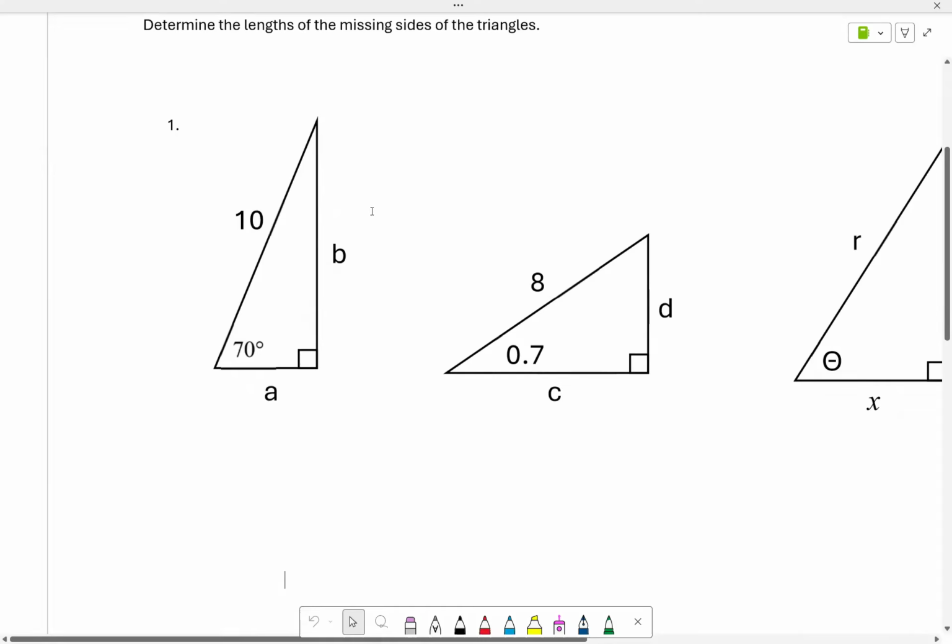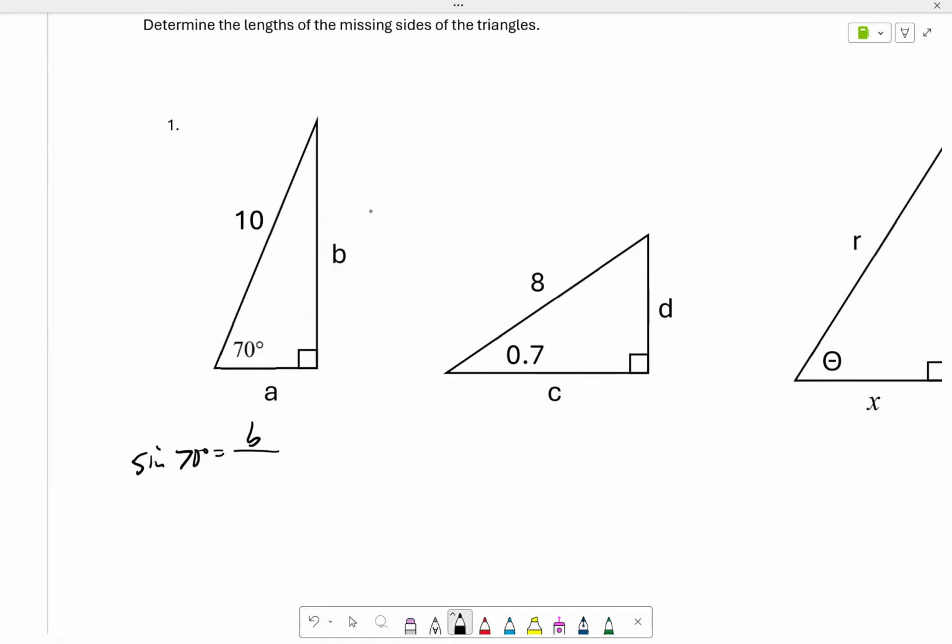Well, the first triangle. So you started with sine of 70 equals b over 10? Yeah. Okay, and then so you got b equals. And this answer is called calculator ready. This is a great answer. It's exact. But I did ask for approximation.